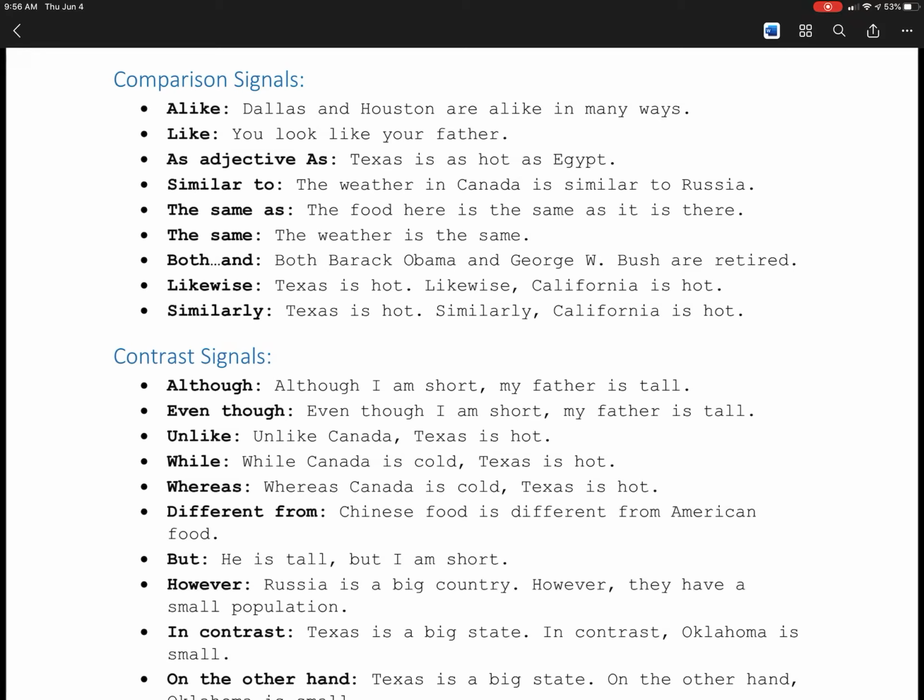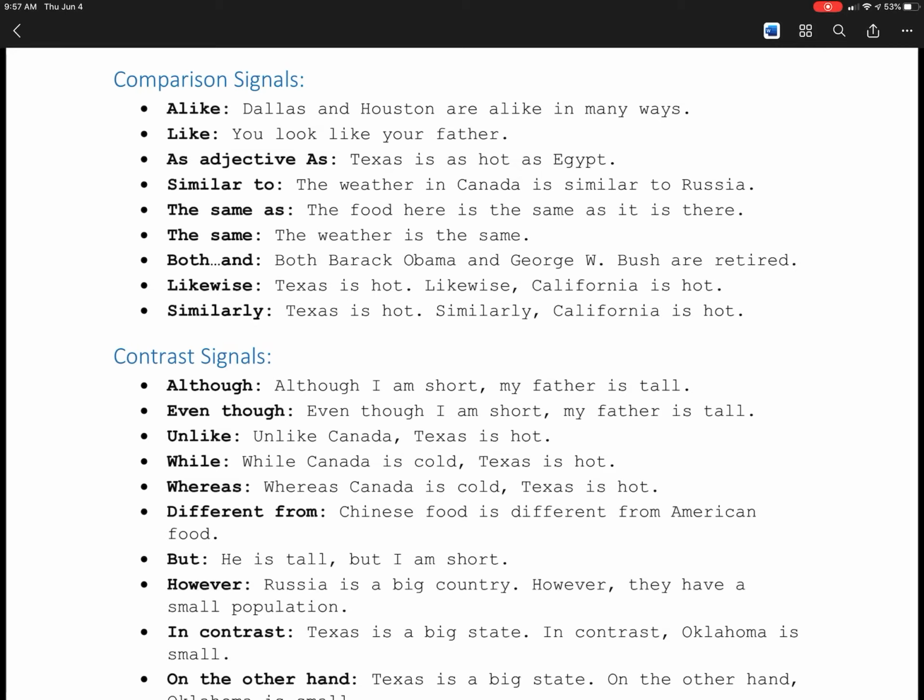The weather in Canada is similar to Russia. The food here is the same as it is there. The weather is the same. If you just say the same, we're not going to put anything after that. If we say the same as, we need to finish it like I did here. The food here is the same as it is there.